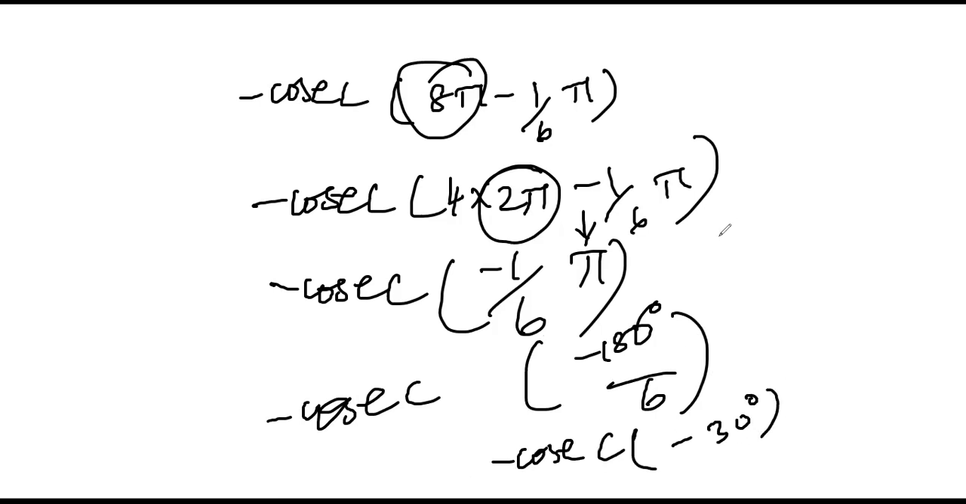Minus into minus is plus. It's cosecant 30 degree. Know the value of cosecant 30, which is 1 upon sine 30, 1 upon 1 by 2. I mean, if you know the table by heart, you can directly write it as 2. That's it. That's the value of the trigonometric expression.